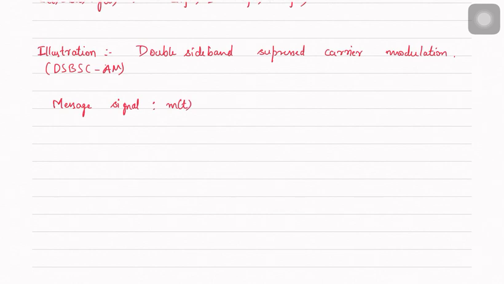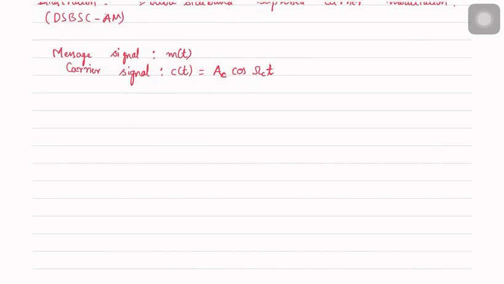and there will be something called a carrier signal, a high frequency signal, which will be in the range of hundreds of kilohertz, which I'm going to call c of t. It's nothing but a sinusoidal wave, so I'm going to take a cos signal. And this is your DSB modulation.